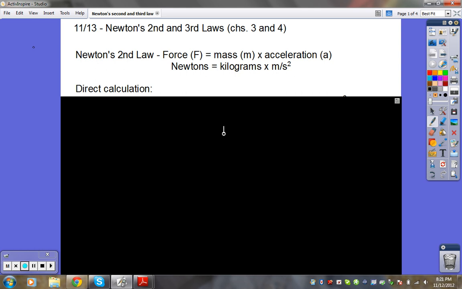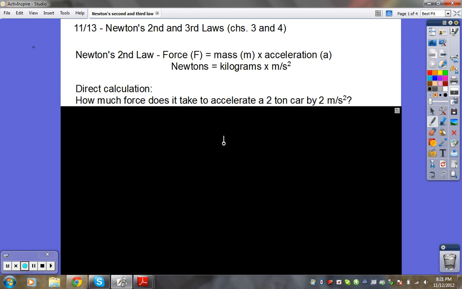So let's just do an easy example of that. For example, how much force does it take to accelerate a 2-ton car by 2 meters per second squared? So go ahead and pause the video and then see if you can figure that out, remembering that the unit for mass is a kilogram, not a ton. So you might need to look up how to convert tons to kilograms, or hopefully you can figure that out yourself.